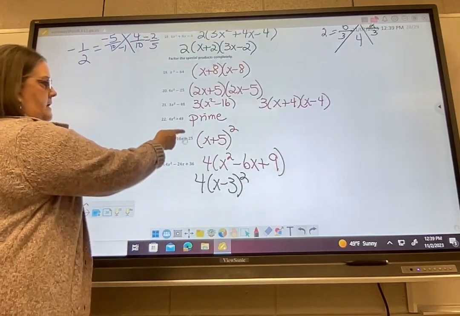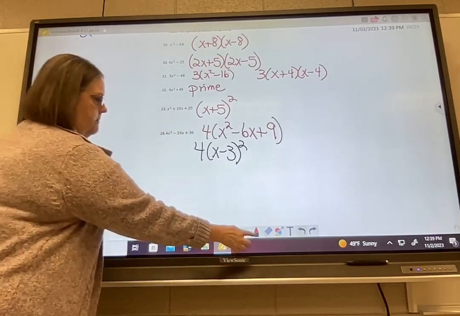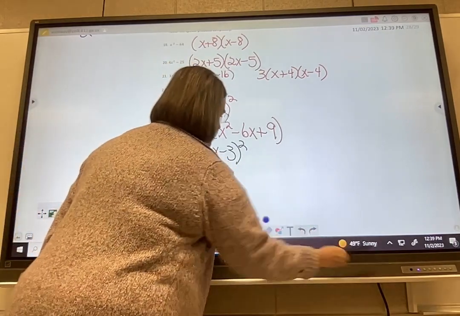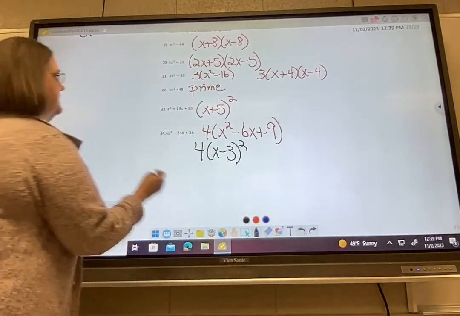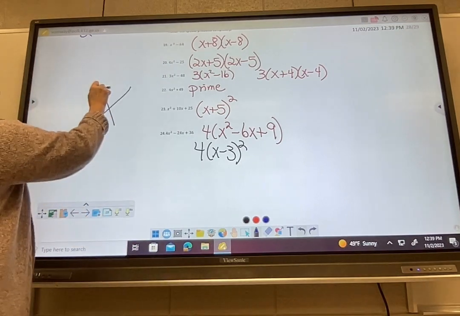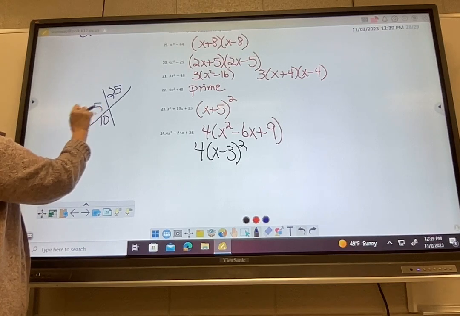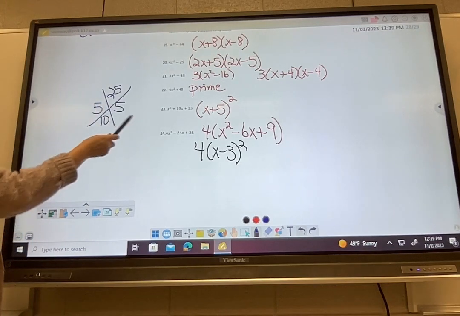This one is a perfect square trinomial. I didn't write the x earlier. I think y'all understand the x better. You would put 25 here, 10 here, factors of 25 that add to be 10 are 5 and 5, and that's how I get that.